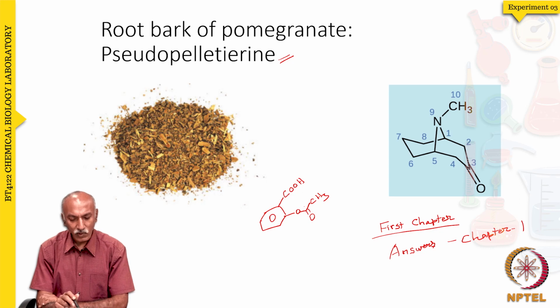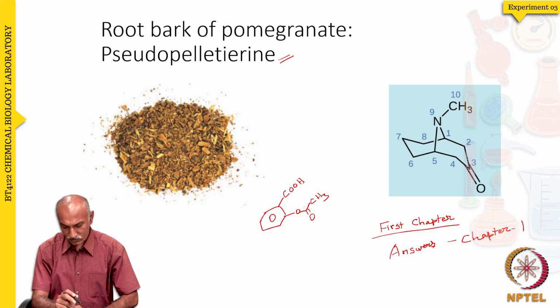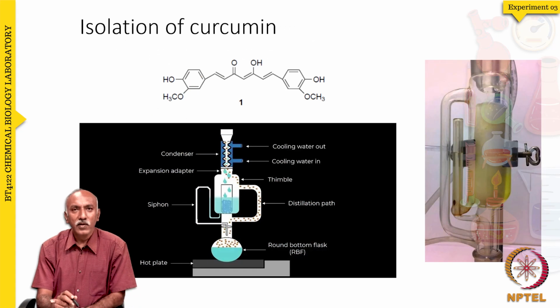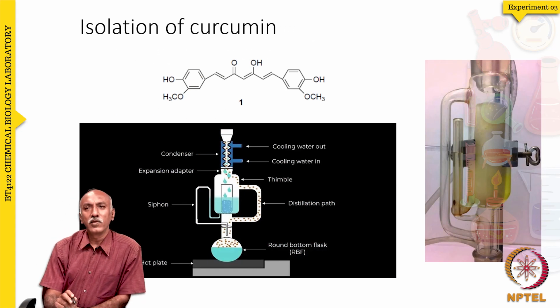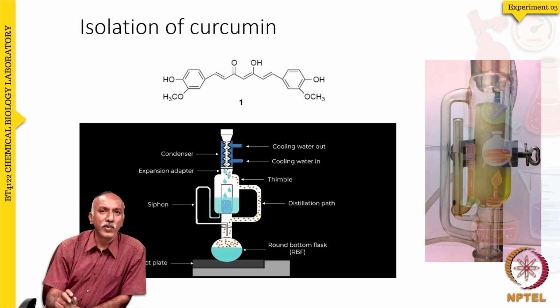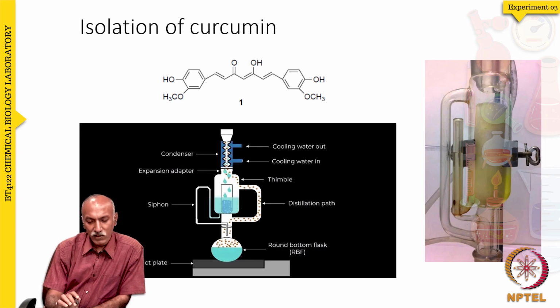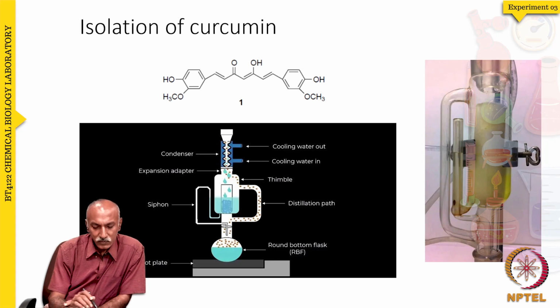The next experiment involves the isolation of curcumin from turmeric. You will see that this experiment is done for the isolation of curcumin. Here I have given the structure of curcumin, and I have shown the thimble that was used. You pack your turmeric powder in the thimble present in the Soxhlet apparatus. This entire setup is basically the Soxhlet apparatus.